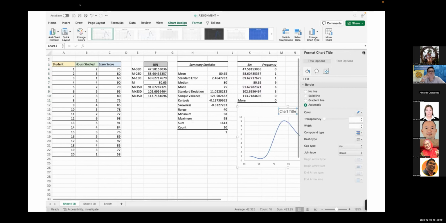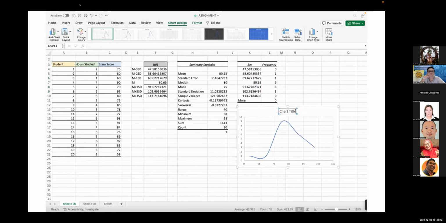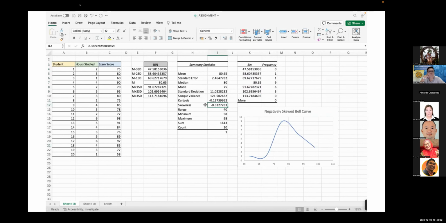And this data gave us a negative skewed bell curve with a skewness value of negative 0.3327283.